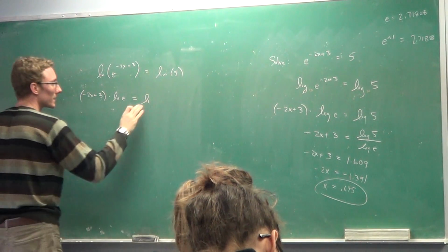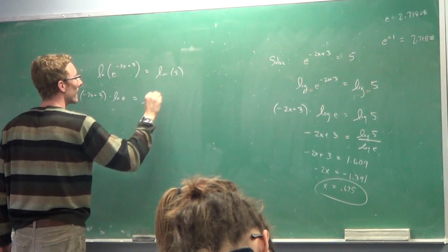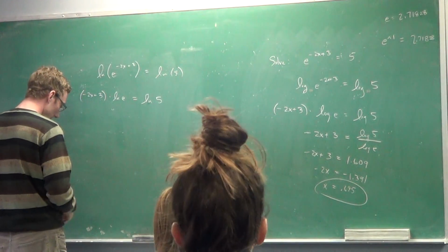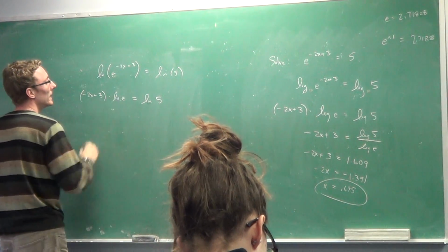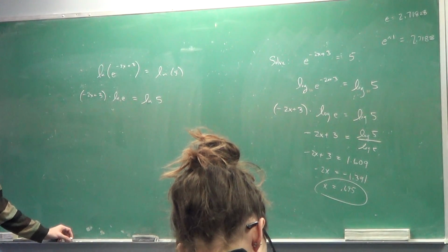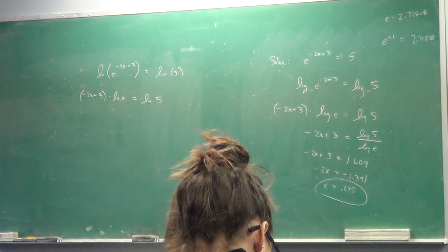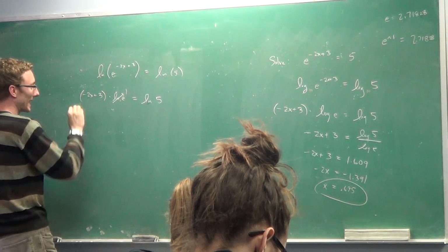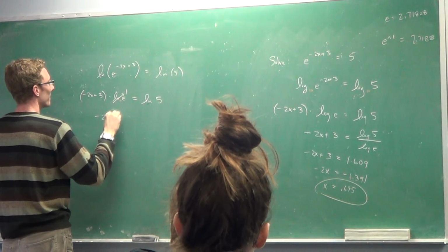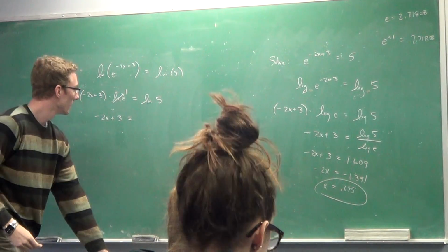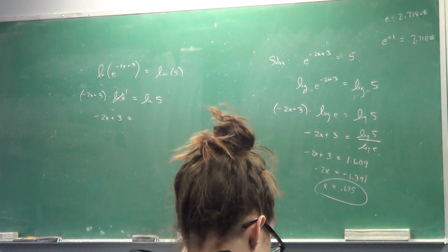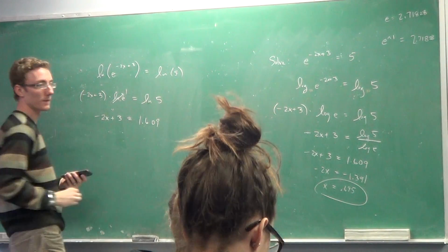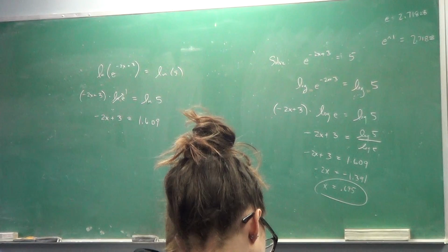But ln e is easy to determine, because remember, the base on the ln is e. So you're asking the question, what power do you have to raise e to, to make e? That would be 1. And anything times 1 is just itself. And if you take the ln of 5, it should give you that same 1.609 number. Kind of cool.